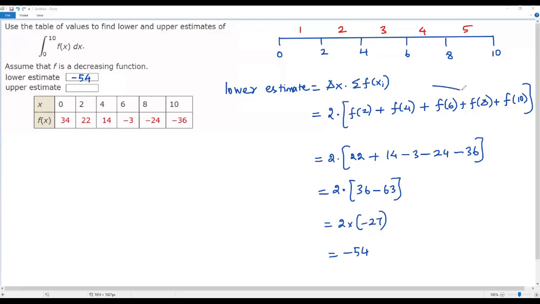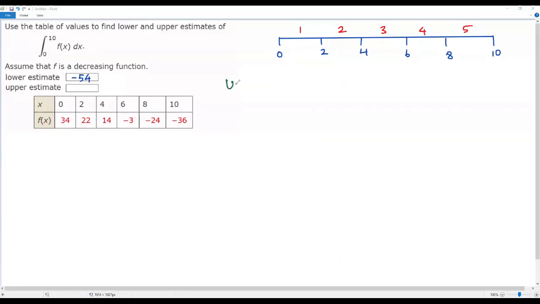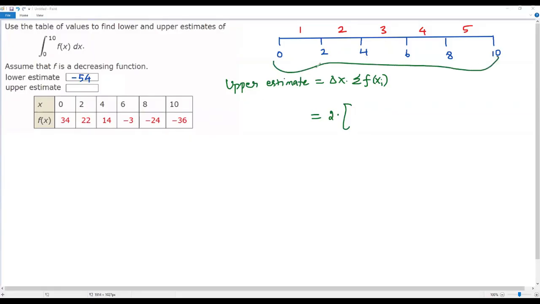Now let me erase this and do the upper estimate. Let me write the upper estimate. For this one we have the same formula, delta x times the summation of f of xi. The delta x, the width of each subinterval, is 2. Since we are doing the upper estimate, and f is a decreasing function, we have to do the left endpoint approximation of Riemann sum.